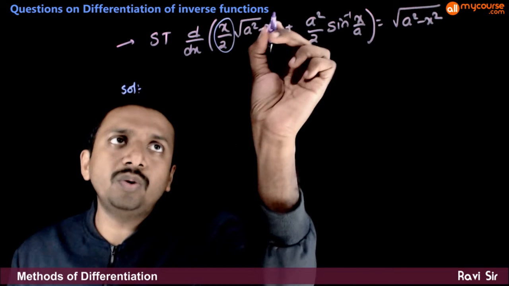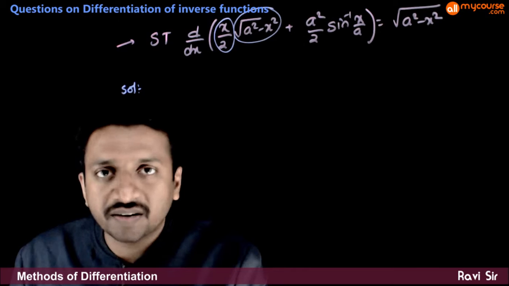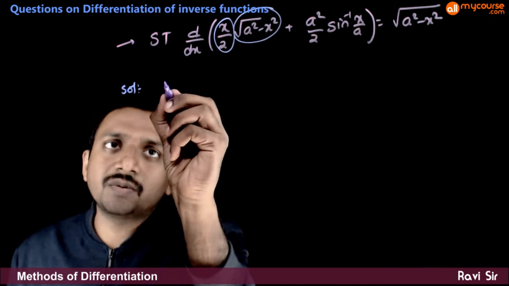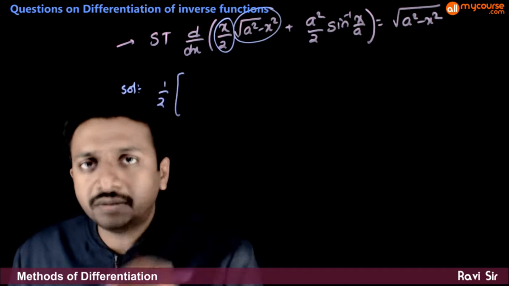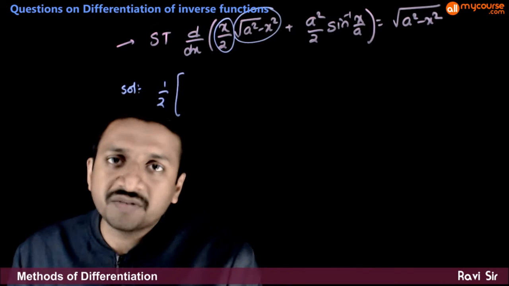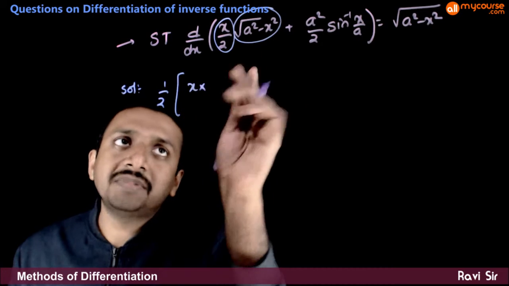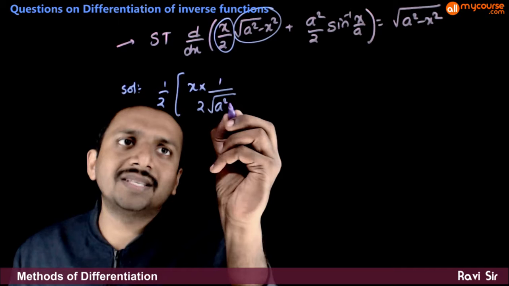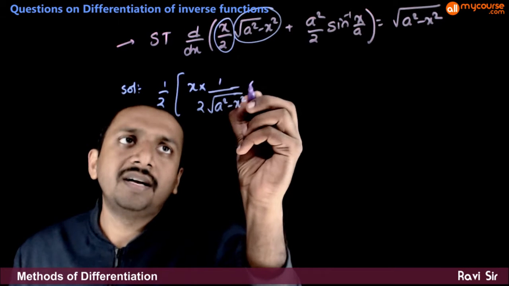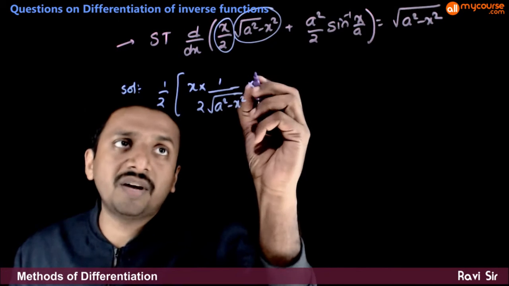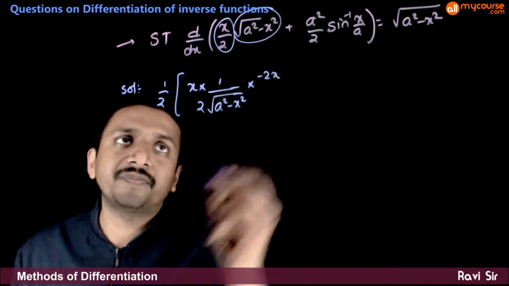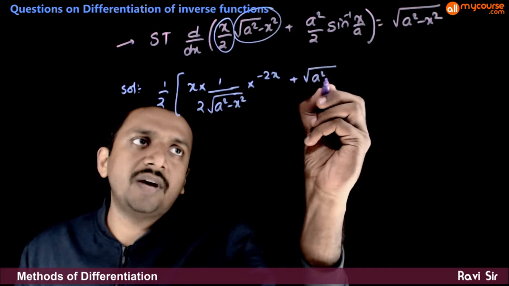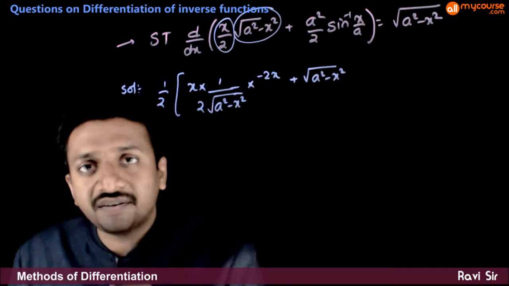So x/2 into root of (a² − x²). It's a product of two functions. So for the differentiation, 1/2 is a constant, we can take it out. So u v' plus v u'. x times the differentiation of this, which is 1/(2 root of (a² − x²)) times the differentiation of a² − x², which is −2x. So u v' plus v: root of (a² − x²) times the differentiation of x, which is 1.